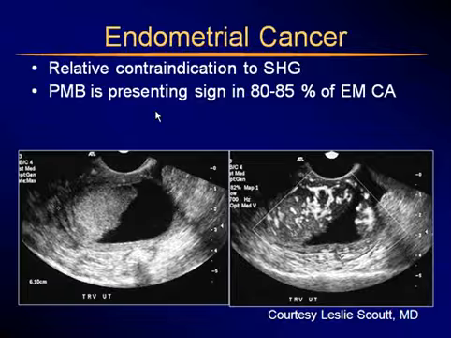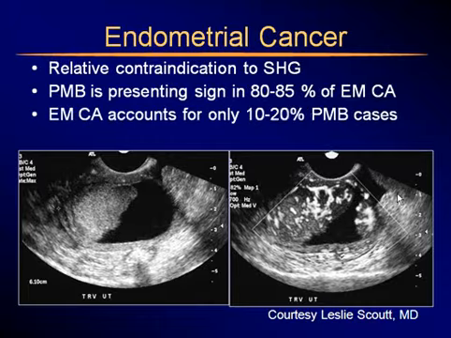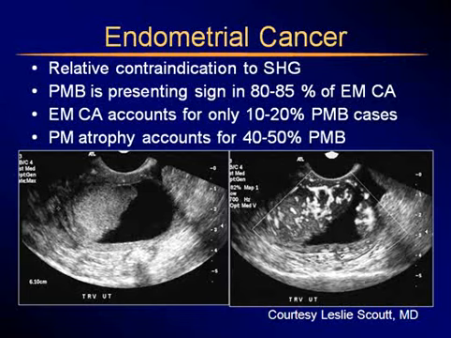Postmenopausal bleeding is a presenting sign in 80 to 85% of endometrial cancers. And endometrial cancer accounts for only 10 to 20% of postmenopausal bleeding. So a lot of things out there are not cancer. That's why occasionally we will see it on the sonohysterogram. Most of the time, postmenopausal bleeding is due to postmenopausal atrophy, which accounts then for 40 to 50% of patients with bleeding, and their cavities are normal.